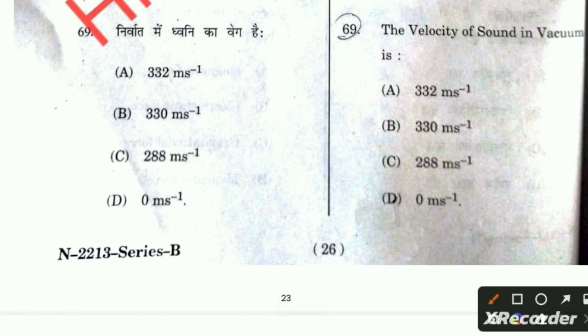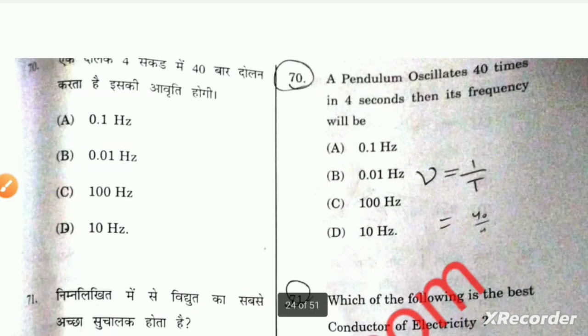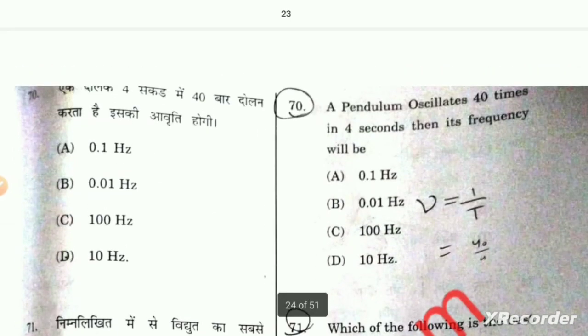The velocity of sound in a vacuum. This is a direct question which comes in examination and it has a direct value. You have to learn the value. The velocity of sound in a vacuum is, first option is 332 meter per second. Second option is 330 meter per second. Third option is 288 meter per second and fourth one is 0 meter per second. This is not an option, and the right option is 0 meter per second. So move to the next question.